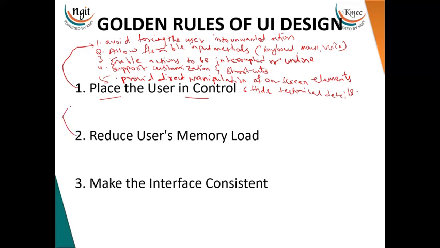Okay, then we go with the second point, that is reduce users memory load. As per Pressman, we have the principles under these golden rules of user interface design. The second one speaks about reducing the user's memory load.